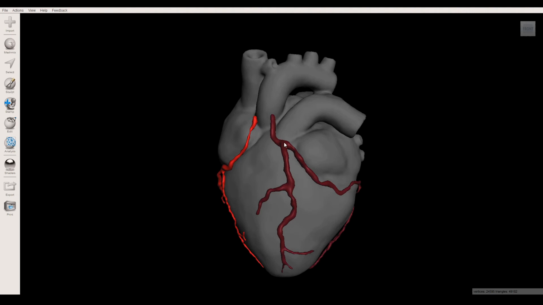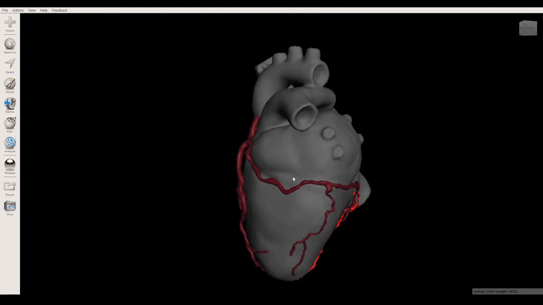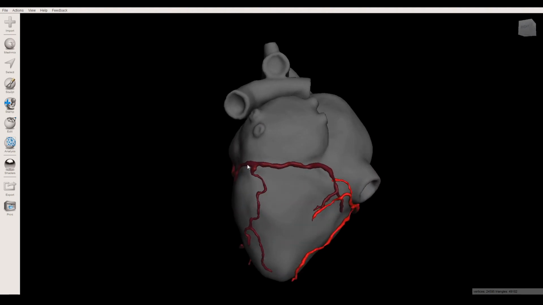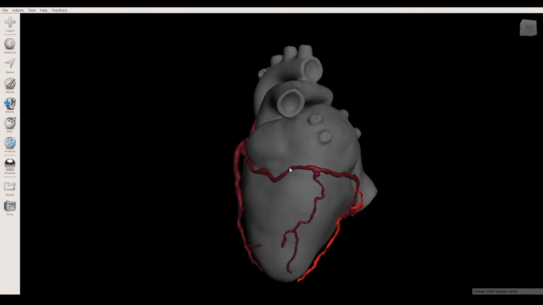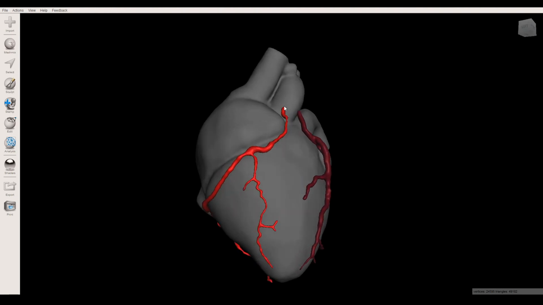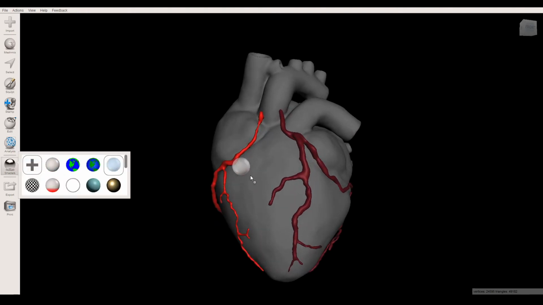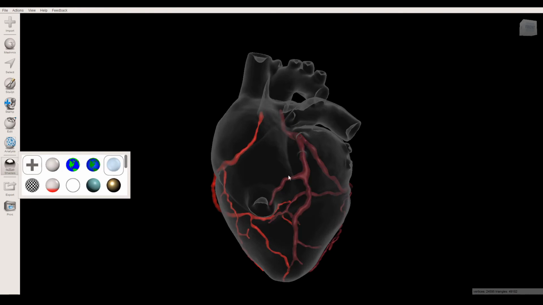Following this coronary artery, we see that it loops around to reach the muscles on the sides and back of the heart. If we come back to the front here, we can see that another branch continues straight down to supply the muscles in front of the heart. Looking at the other side of the heart, we can appreciate how the coronary arteries follow a similar path around the sides and back of the heart. If we turn the heart transparent, we can appreciate the full extent of these coronary arteries.